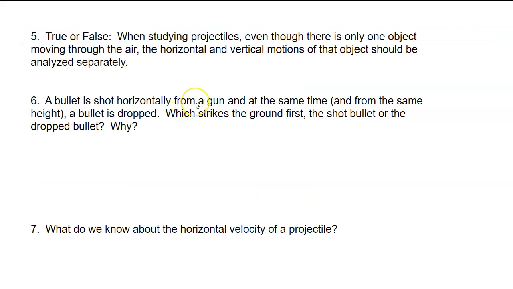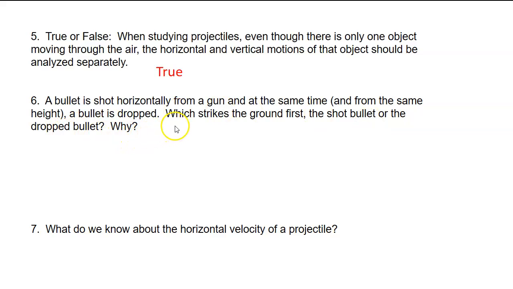True or false? When studying projectiles, even though there's only one object moving through the air, the horizontal and vertical motions of that object should be analyzed separately. Yeah, that's true. You're going to make a horizontal column and a vertical column. Now here's an interesting question. A bullet is shot horizontally from a gun. And at the same time, and from the same height, a bullet is dropped. Which strikes the ground first, the shot bullet or the dropped bullet?